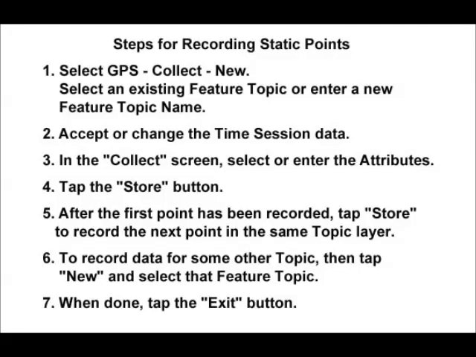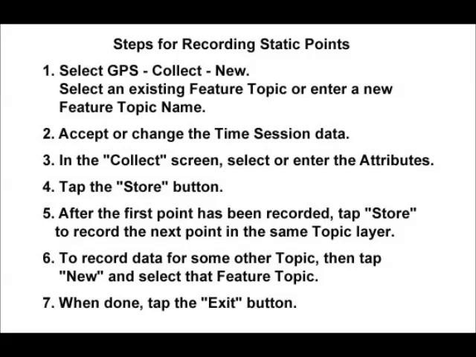The steps for recording static points are: 1. Select GPS, Collect, New. Select an existing feature topic from the drop-down list, or enter a new feature topic name. 2. Accept the time session data, or enter a desired value. A longer time session means more GPS fixes will be collected for computing the average position.